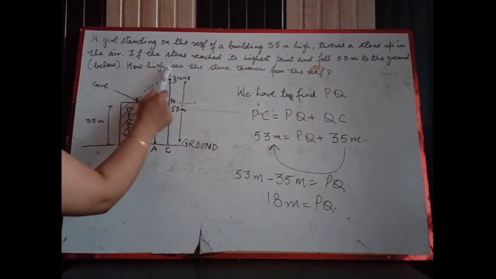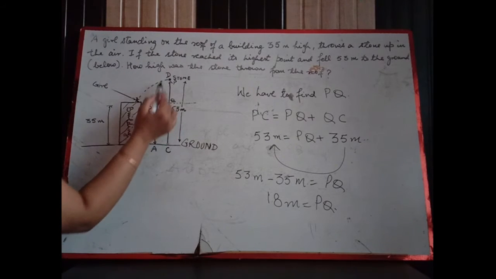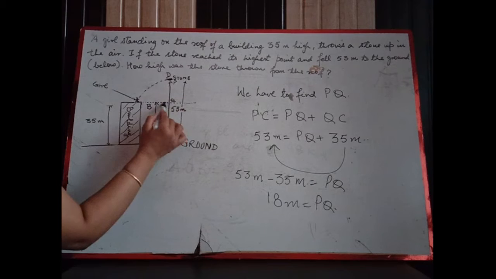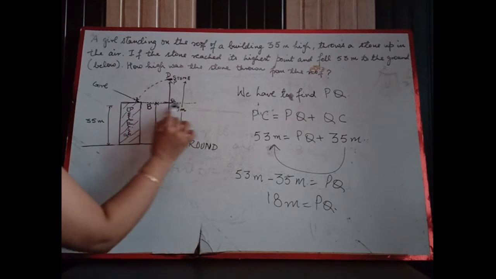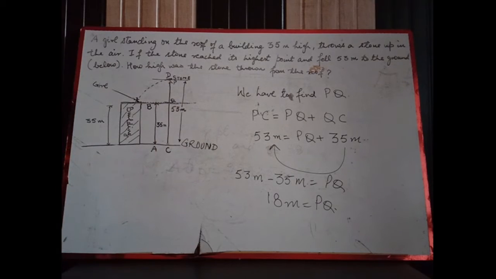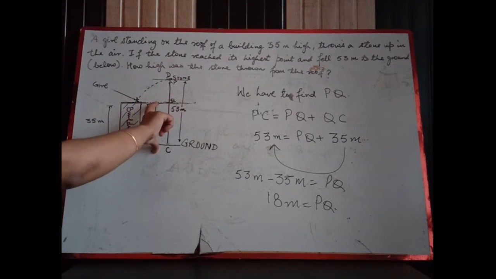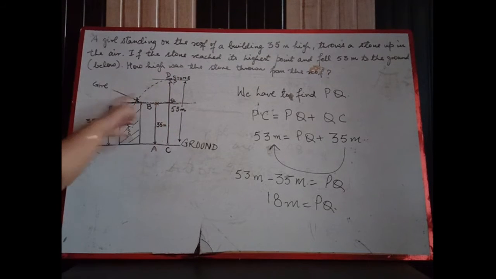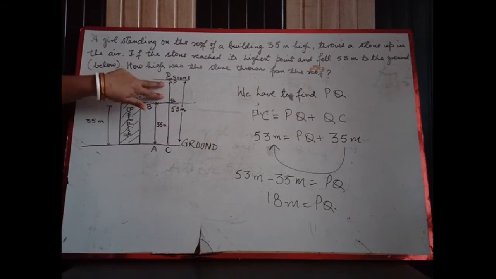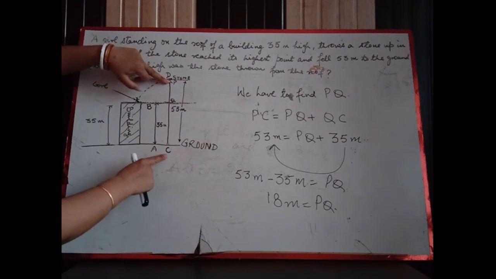Now, how high was the stone from the roof? We have to find how high. That means this height and this height. What is the distance between the roof and the stone? So we have to find the distance PQ. Very clearly we can see here that the PQ distance we have to find. This distance is given to us as 35, so this is 35 and CQ is also 35. If we add both of these distances, PQ and QC, we will get this PC.